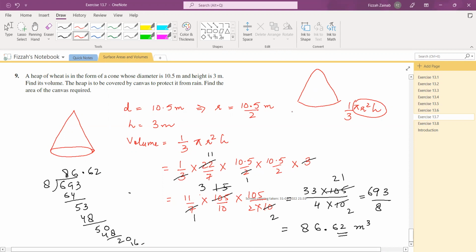Curved surface area. Exactly, because you only want to cover this portion, right? Yes, ma'am. Yes, so curved surface area. So we have to find the curved surface area of the cone. And what is the formula for it? Yes, Miraj, what is the formula for it?